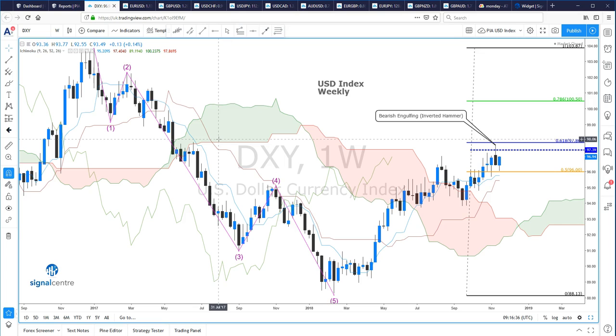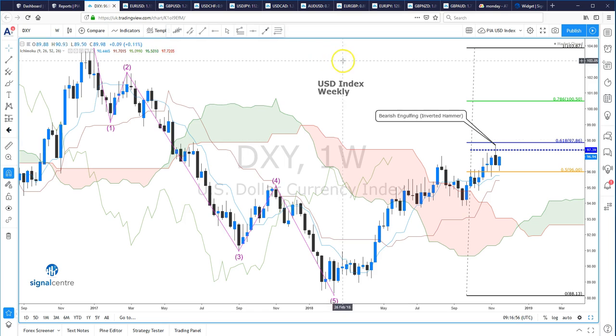We're going to be covering the dollar index and the FX majors, highlighting what formations we're seeing this week, and also our bespoke support and resistance levels. And basically talking about what chart or trade setups we're looking for the next 5 days. So we're going to start with the dollar index.